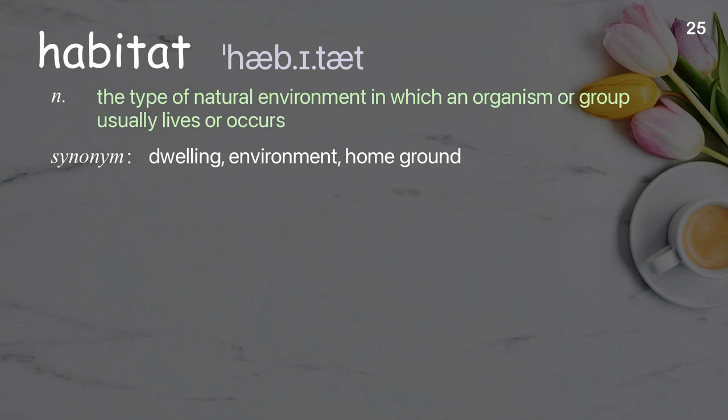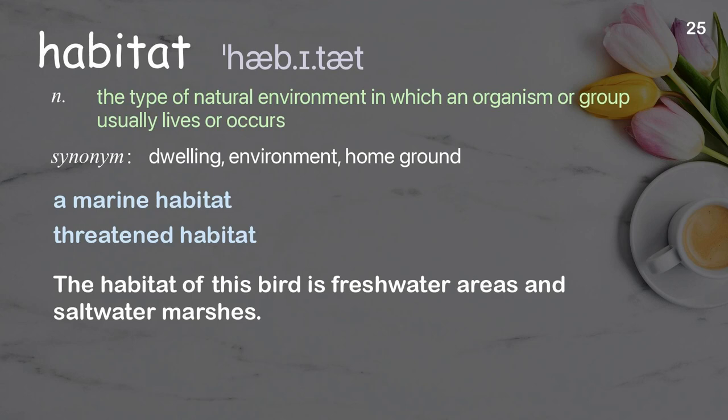Habitat. The type of natural environment in which an organism or group usually lives or occurs. Examples: a marine habitat, threatened habitat. The habitat of this bird is freshwater areas and saltwater marshes.